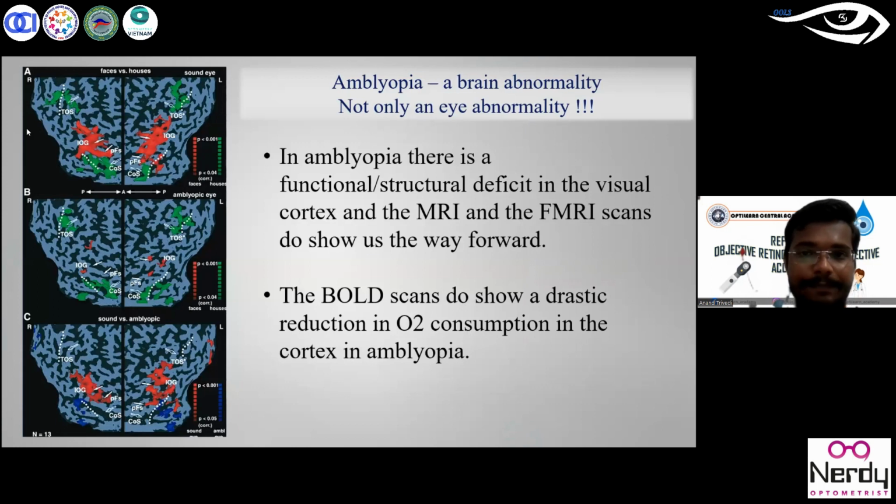Okay, so we will be talking about amblyopia. It is a brain abnormality, not only an eye abnormality. In amblyopia, there are functional and structural deficits in the visual cortex, and MRI and fMRI scans do show us the way forward.